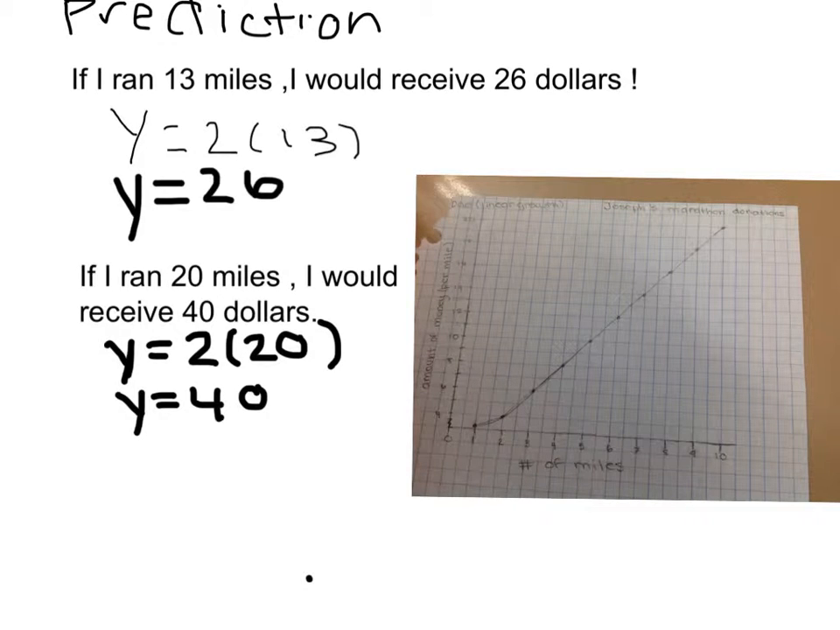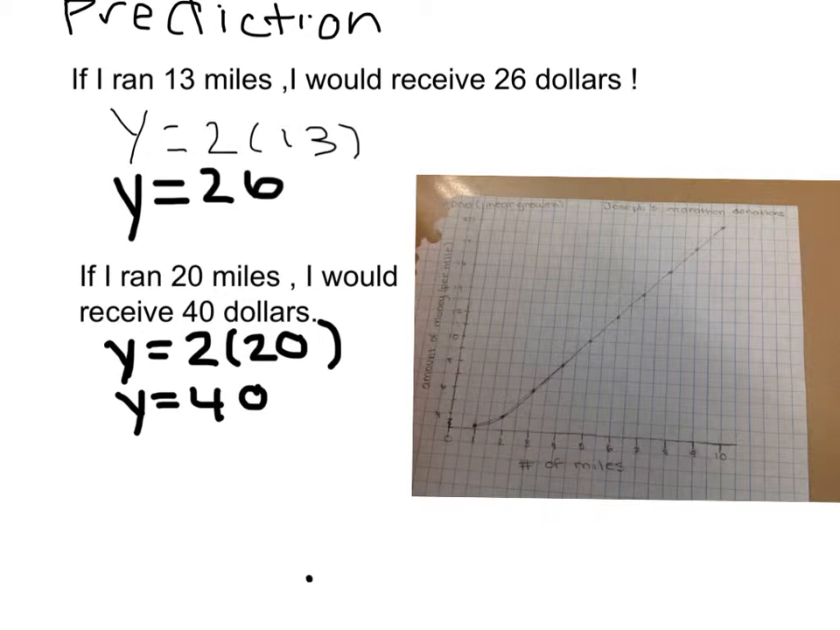Predictions. If I ran 13 miles, I would receive $26. So y equals 2 times 13, and then y equals 26, because you would take the 2, which is the amount that you add, and then 13 miles. So for every mile, you get $2, and then you get 26.